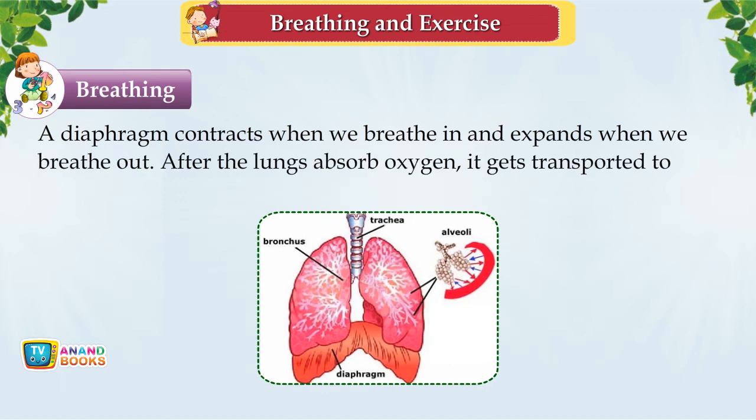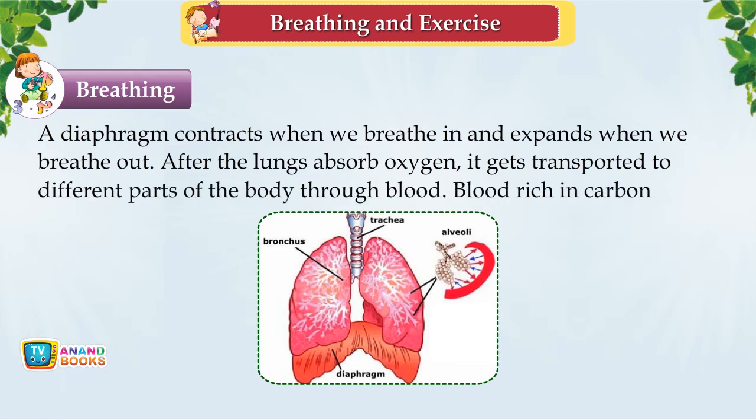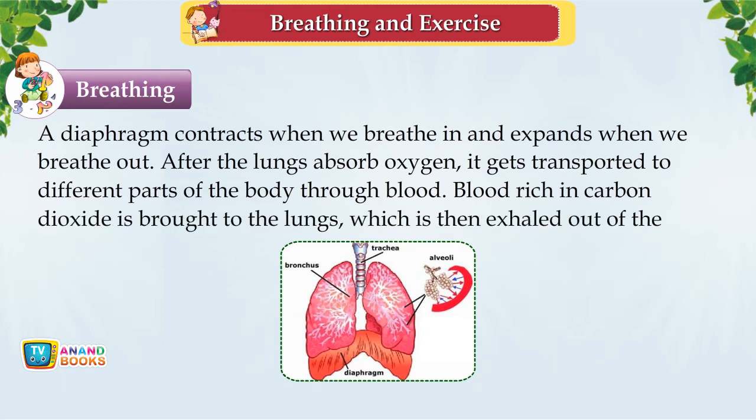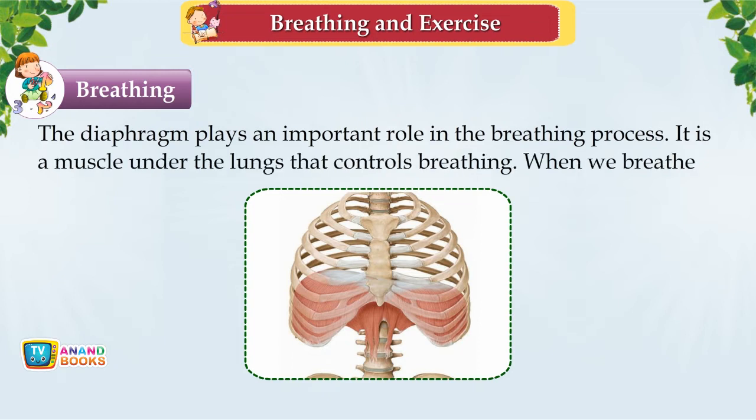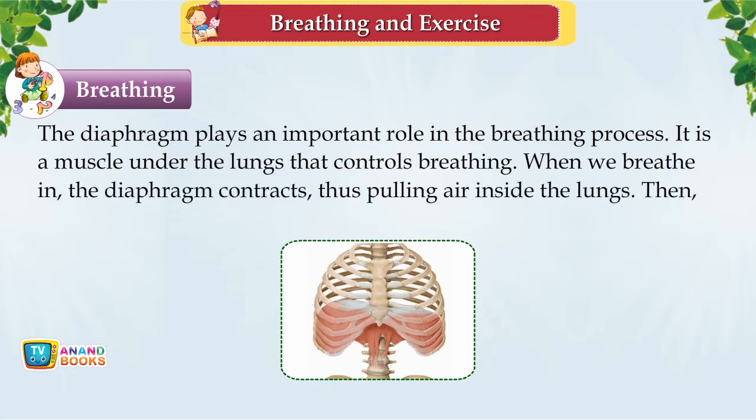After the lungs absorb oxygen, it gets transported to different parts of the body through blood. Blood rich in carbon dioxide is brought to the lungs, which is then exhaled out of the nostrils. The diaphragm plays an important role in the breathing process. It is a muscle under the lungs that controls breathing. When we breathe in, the diaphragm contracts, thus pulling air inside the lungs.